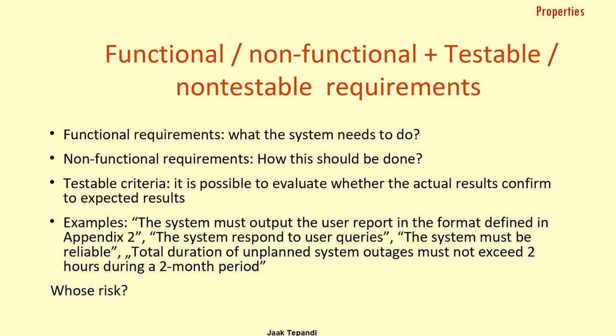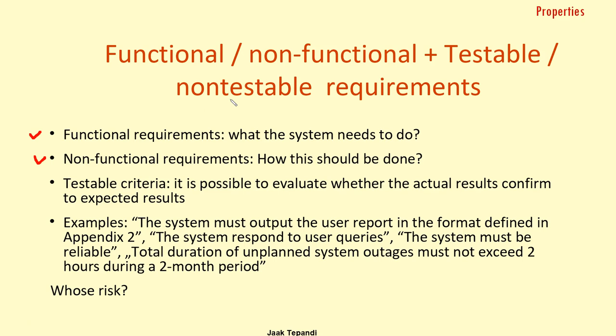Now, before proceeding to discussing some quality models, let's discuss some properties of requirements. First, we have functional and non-functional requirements. And functional requirements refer to what the system needs to do. For example, the system must input data, check data, output reports, process data, and so on. There are also non-functional requirements that state how this should be done.